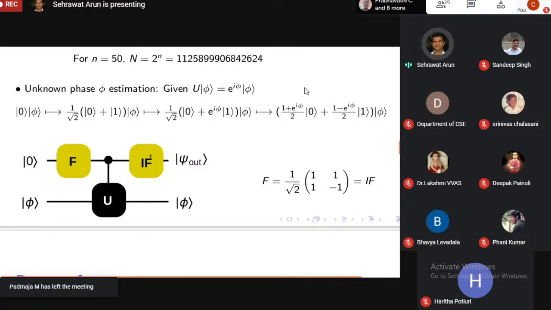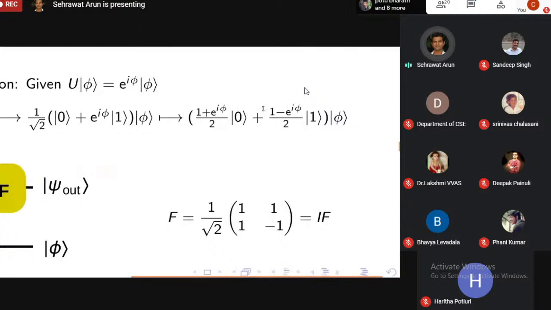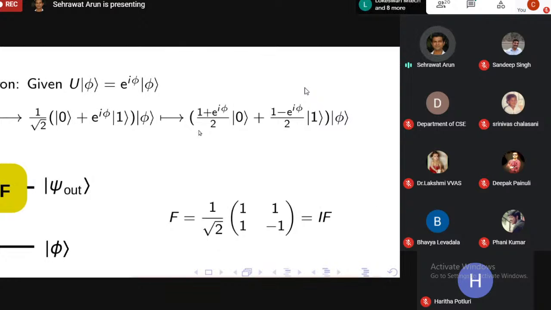Then you apply the inverse Fourier transform, which is again the same in this case, and then you bring the phase here. Now you can see there's this factor, this one proportional to cos phi, and this proportional to sin phi. So when you perform measurement on this first qubit, you will get phi, provided you perform enough measurements. So that's how you estimate phi.